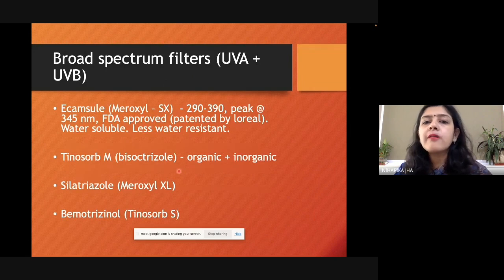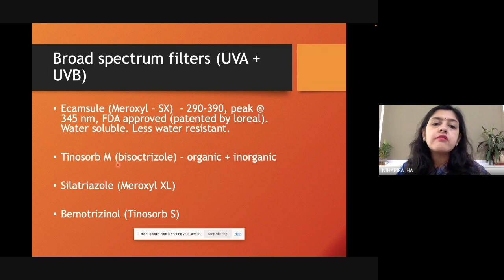If we talk about the broad spectrum filters, which provide protection from both UVA and UVB, these are the following options which are available. Ecamsule, which is also known as Mexoryl SX, basically provides protection between 290 to 390 nanometers. So that gives it a broad range, with peak absorption at around 345 nanometer. In fact, Ecamsule is FDA approved and it has been patented by L'Oreal. But what is the problem with Ecamsule? Just like ensulizole, it is water soluble and hence it is less water resistant.